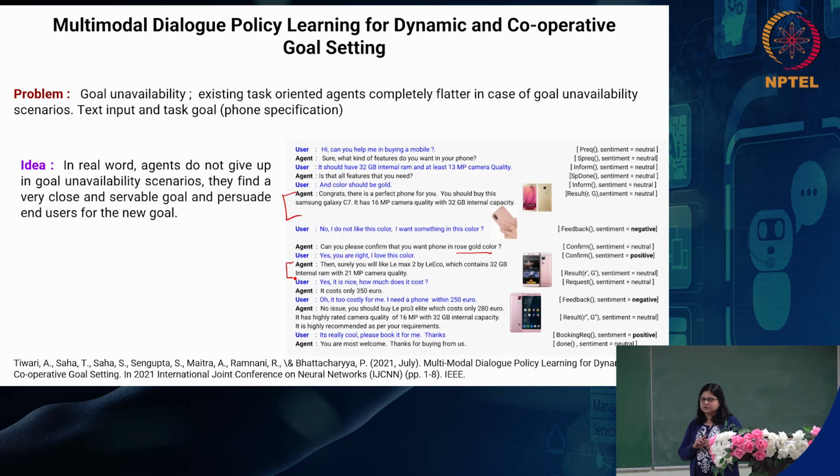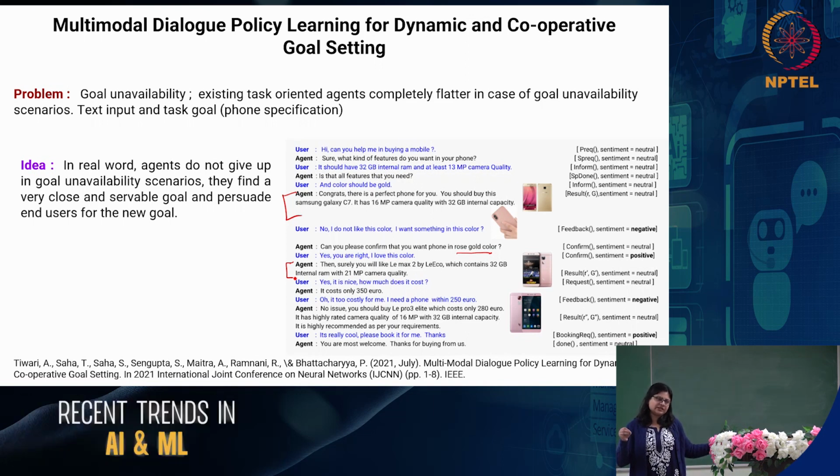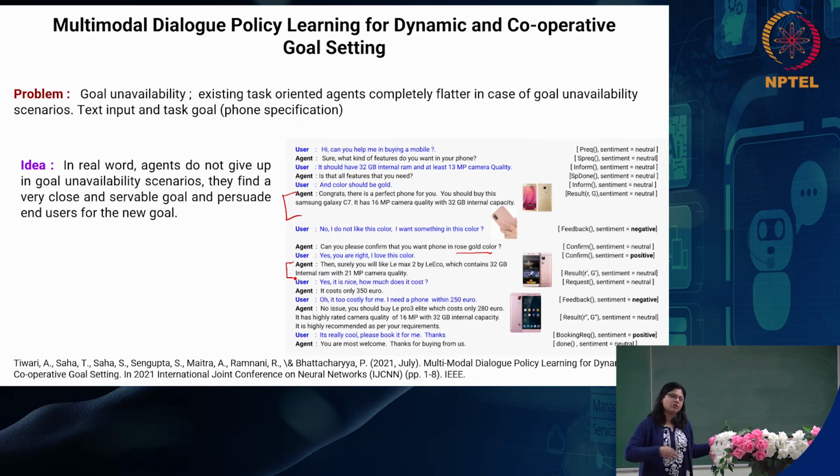So this situation is called the dynamic goal change. Initially the user has given a specification, and accordingly there is a goal. In many cases, the user has specified a goal. Now, during the conversation, there is a dynamic goal change.